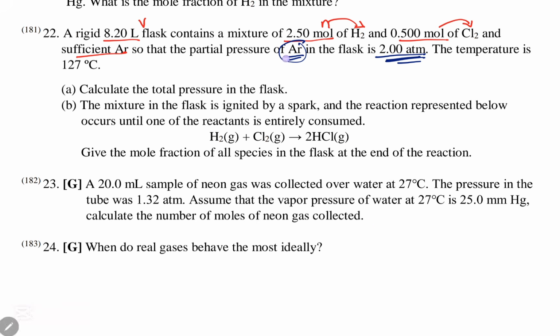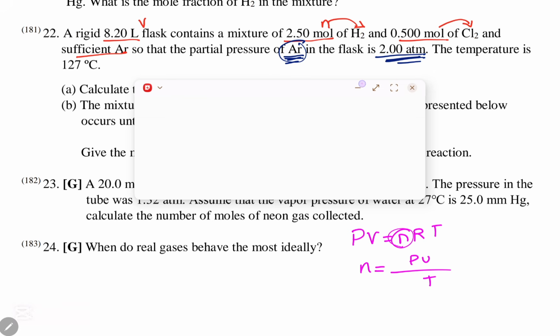So how do I find the number of moles of argon? First of all, I need to know the equation, PV equals nRT. What I'm looking for is n, so n is equal to PV over RT. R always stays the same at 0.08, okay? Actually, they used it as 0.082, okay?